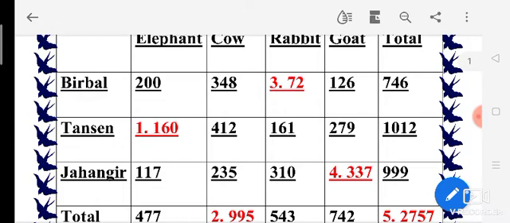8 plus 2 is 10, 10 plus 5 is 15, 5 down, 1 carry. 4 plus 1 is 5, 5 plus 3 is 8, and the 1 carry was there, so it is 9. 3 plus 4 is 7, plus 2 is 9.